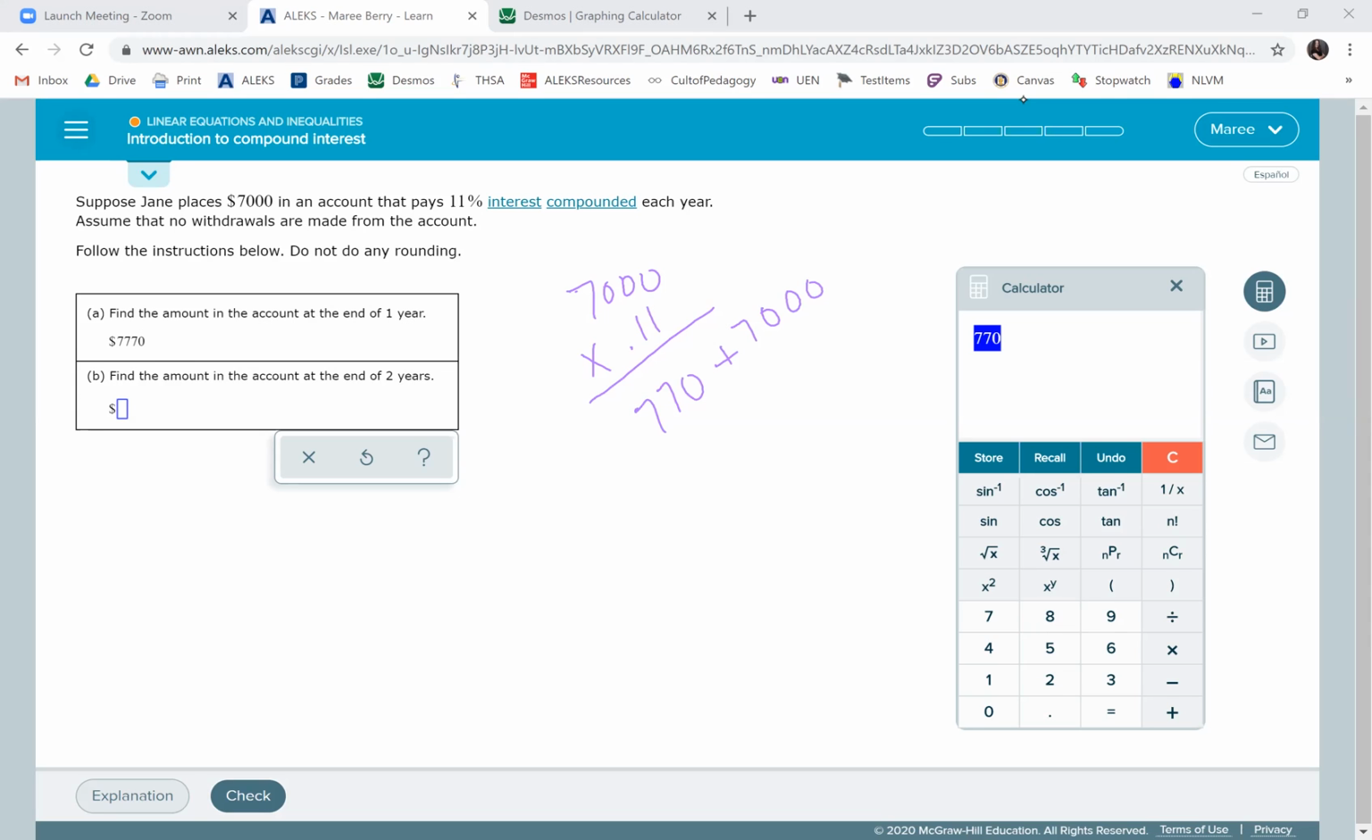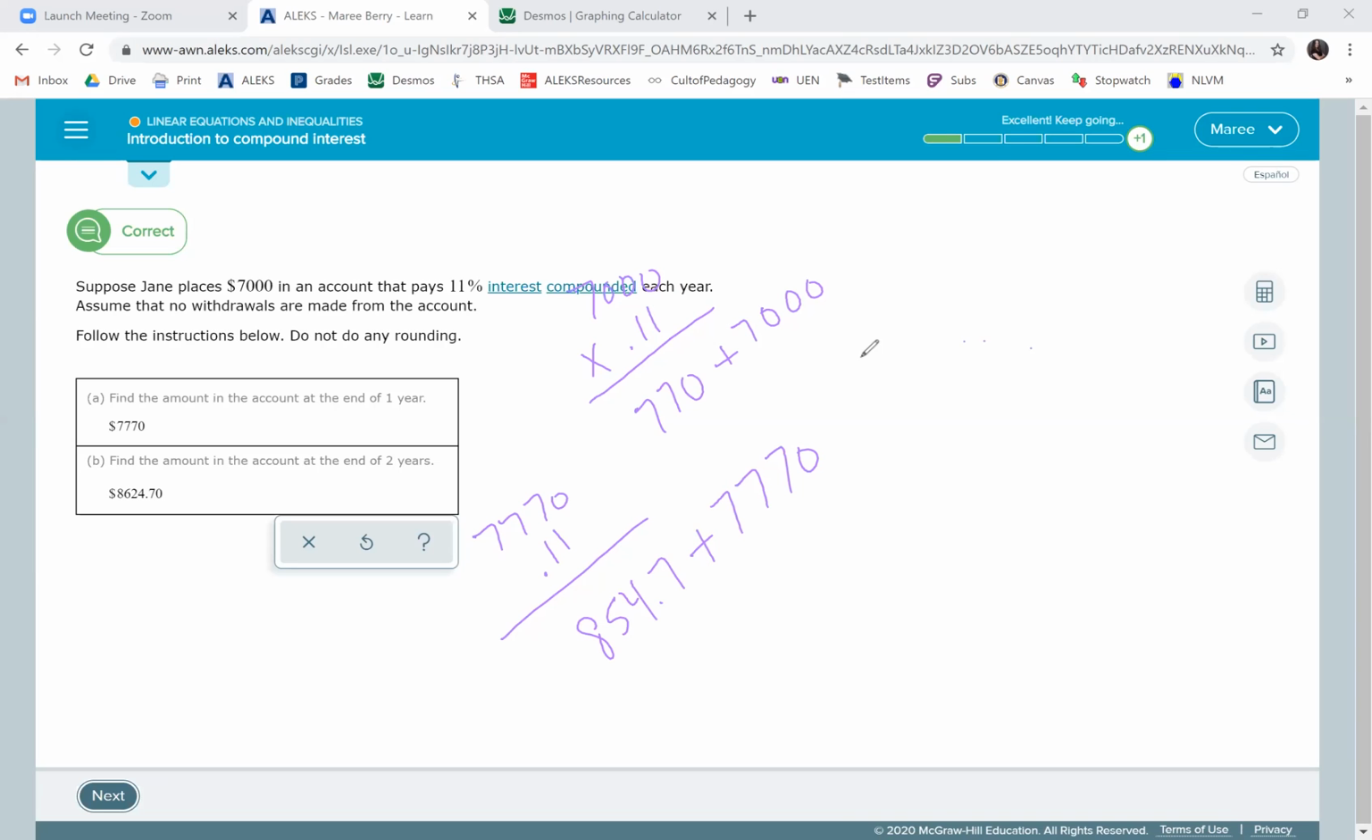Now we want to take that new amount, 7,770, and we're going to do all these steps that we just did. So we're going to times that by 0.11. So 7,770 times 11 hundredths is 854.7. And we're going to add that to 7,770. So we just did all of the steps that we did for the first year, only now we're doing it for the second year. There we go. And our total is $8,624.70.